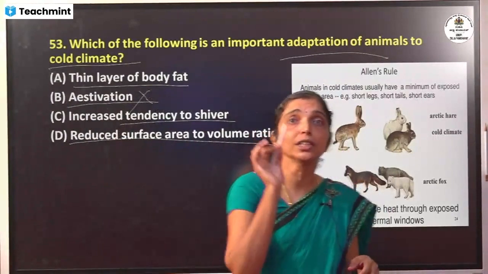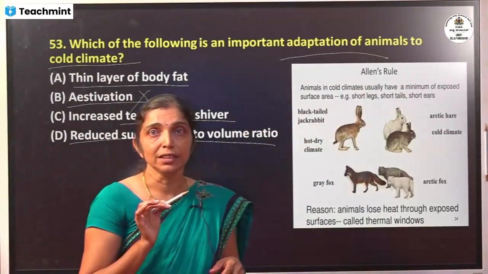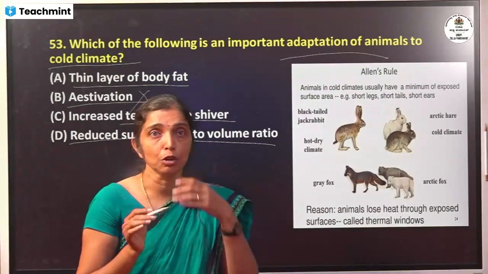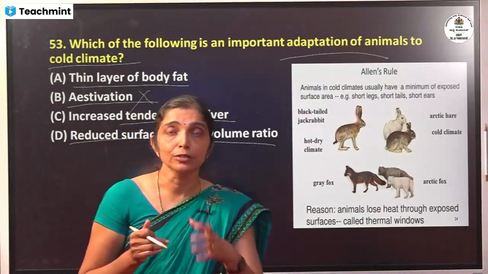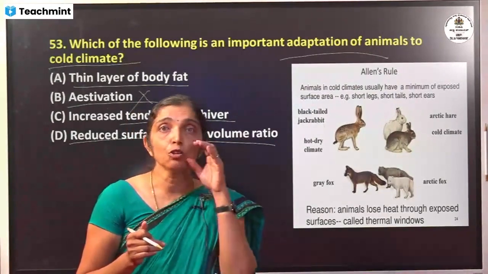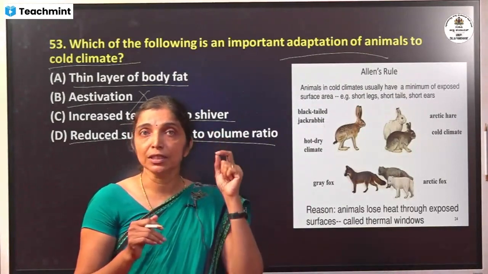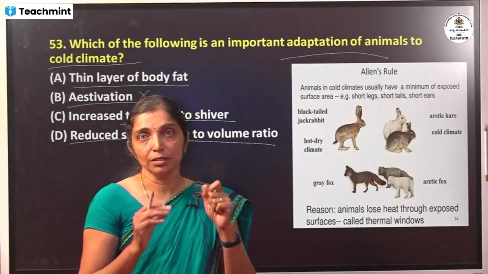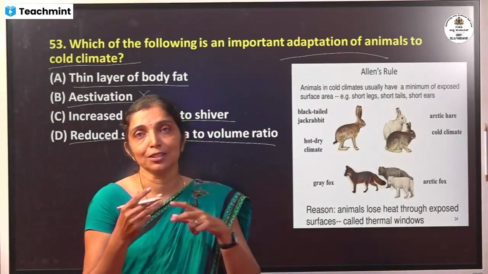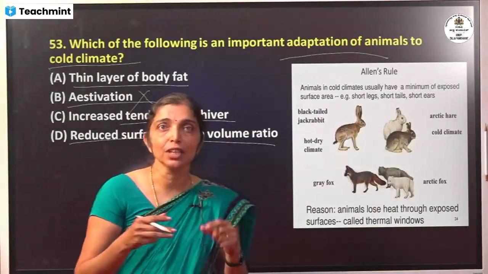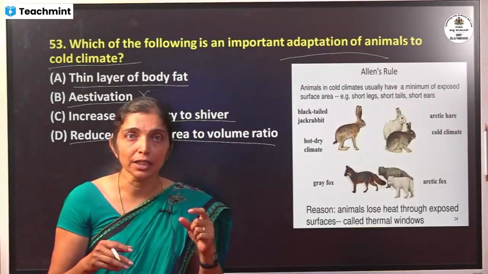So this is what Allen's rule states, isn't it? According to Allen's rule, animals in colder climates usually have shorter ears and shorter limbs. So they have shorter ears and shorter limbs in colder climate.